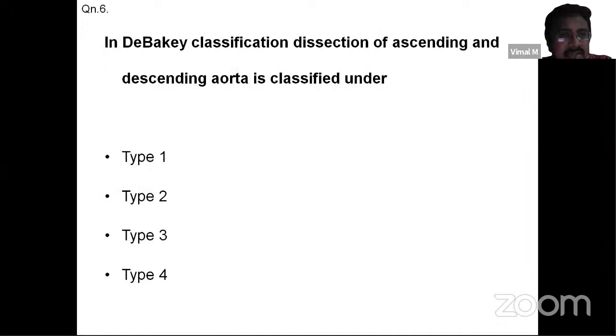Let us see this question. In the DeBakey classification, dissection of the ascending and descending aorta is classified under type 1, type 2, type 3, type 4. For solving these questions, we first have to know what a dissecting aneurysm is. Then only we know how it is classified.